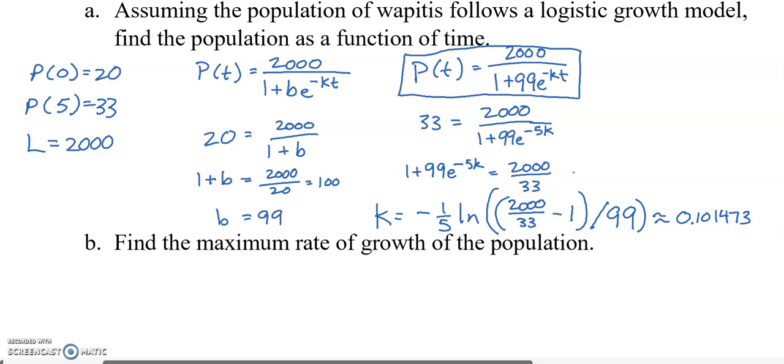It happens when we have 1/2 the carrying capacity as our population. So this time it's not asking for the time like the last few questions were. This is just asking what is that maximum rate of growth. So we're trying to find that maximum dP/dt value.